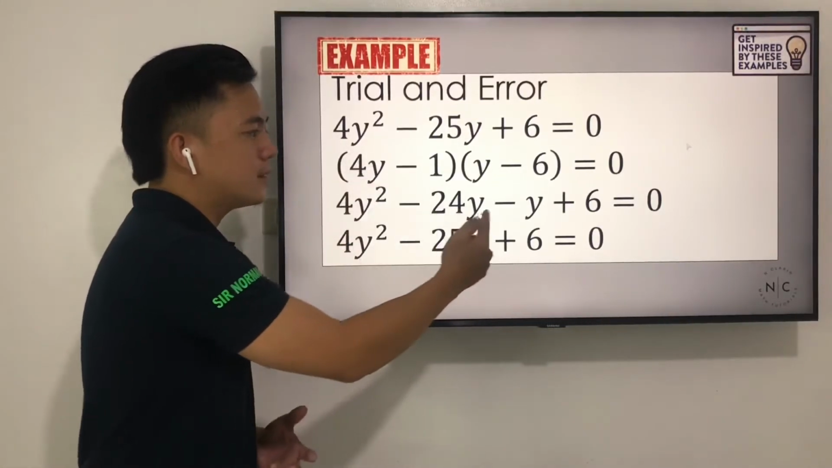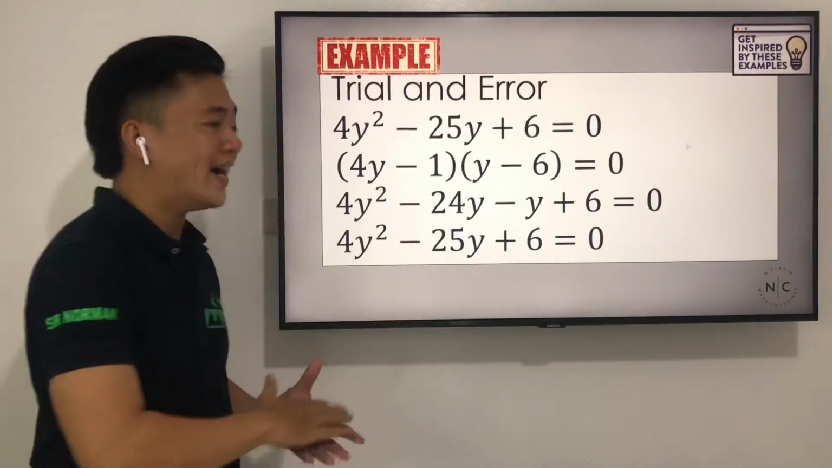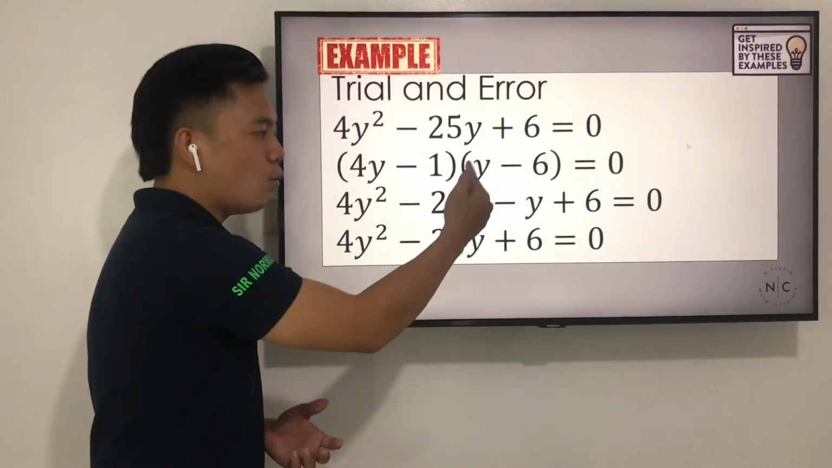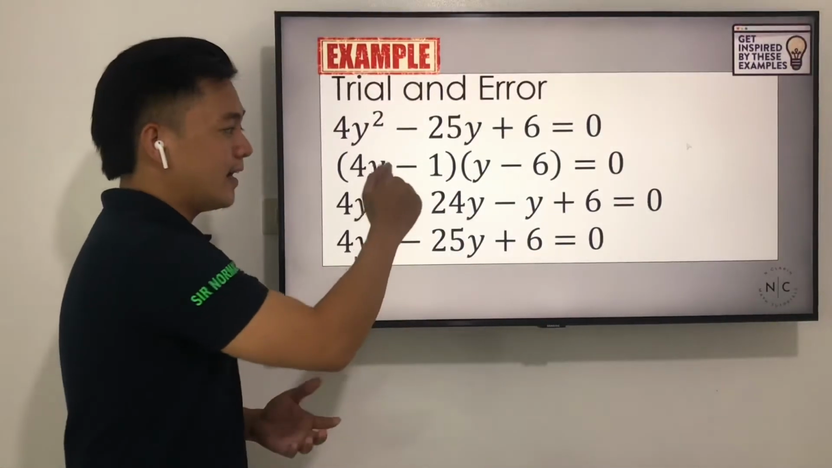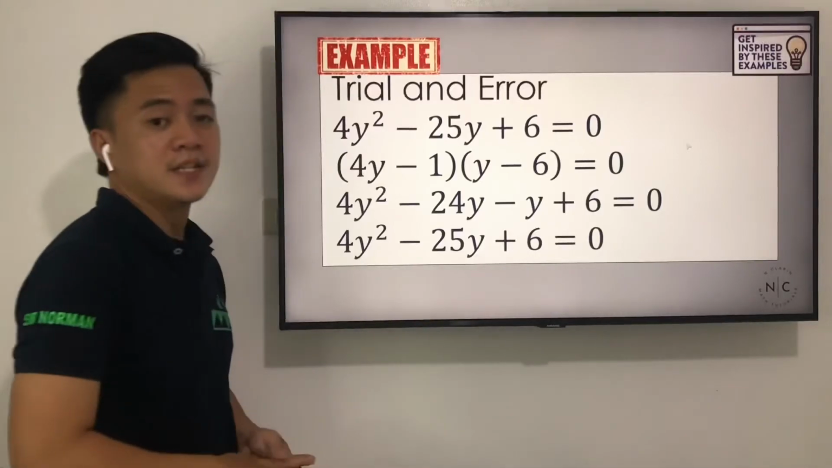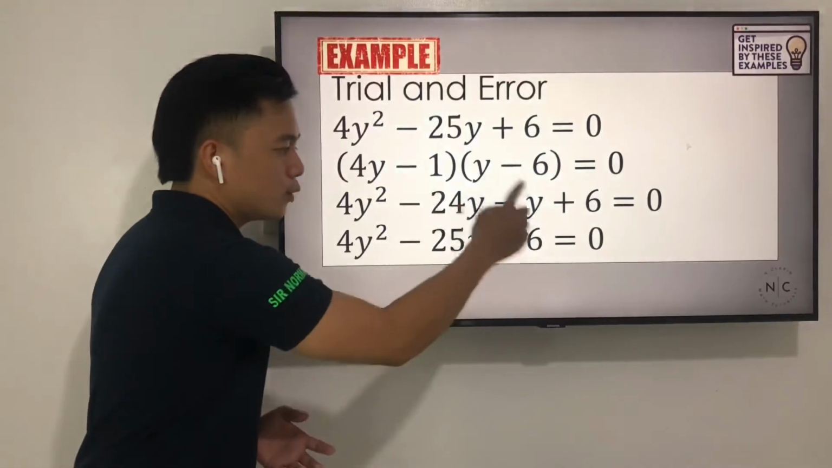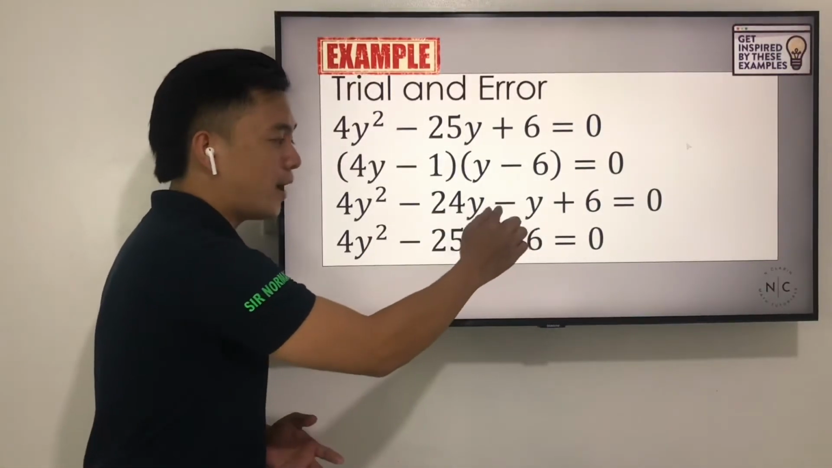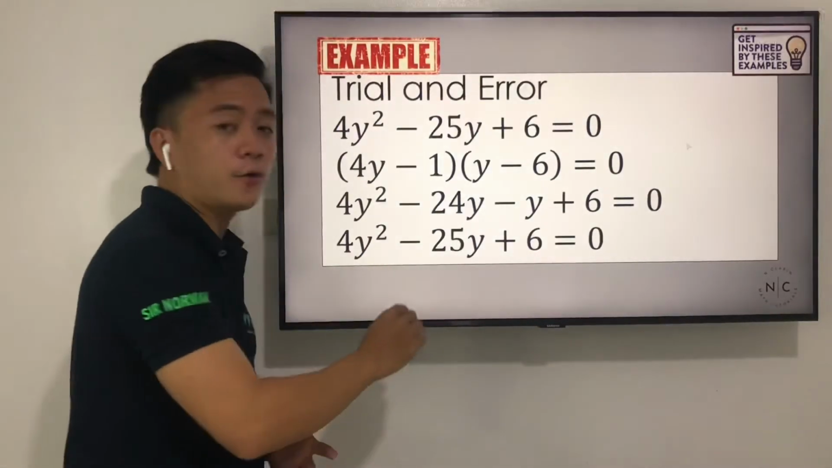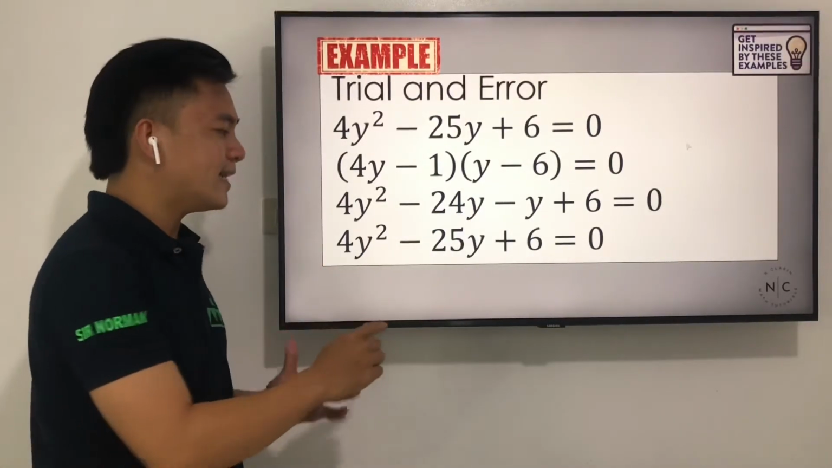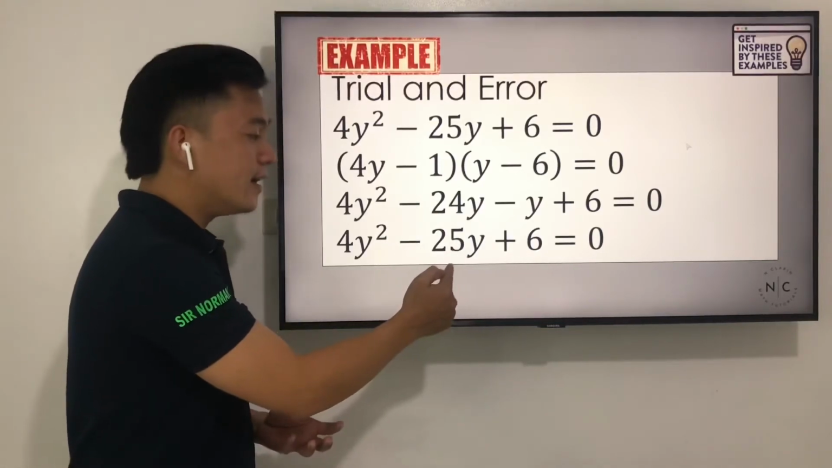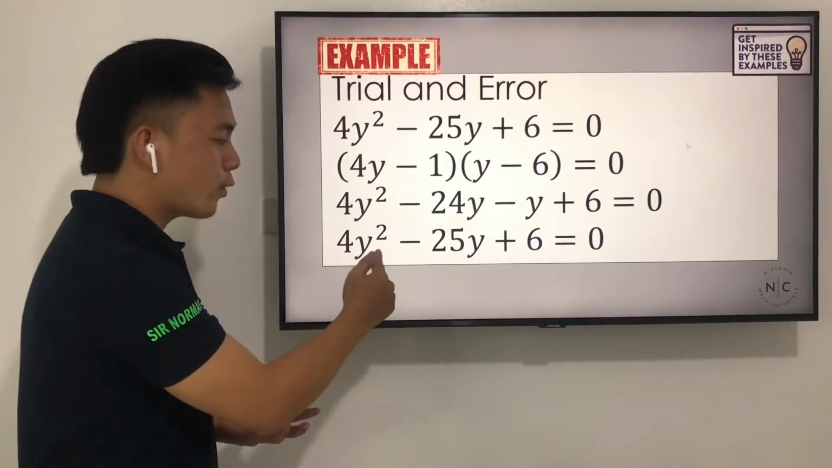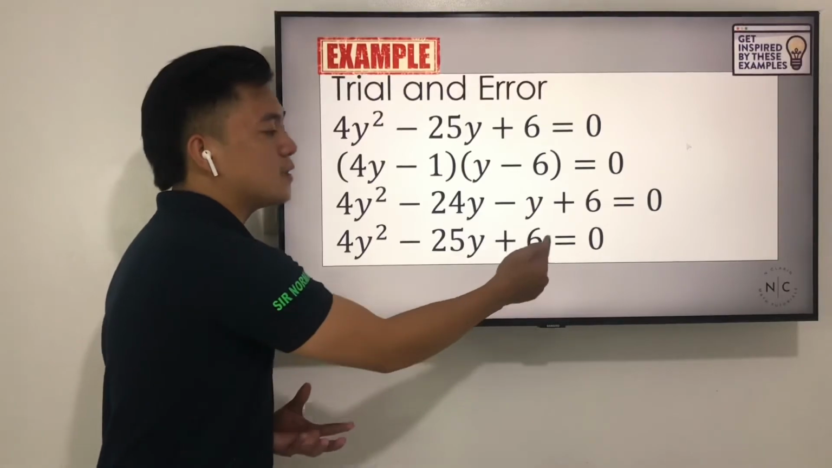Outer, 4y times negative 6 is negative 24y. Negative 1 times y is negative y, and negative 1 times negative 6 is positive 6. Next, combine like terms: negative 24y and negative y. Kapag kinombine natin si negative 24y and negative y, ang makukuha natin is negative 25y. Which means, 4y squared minus 25y plus 6 is equal to 0.